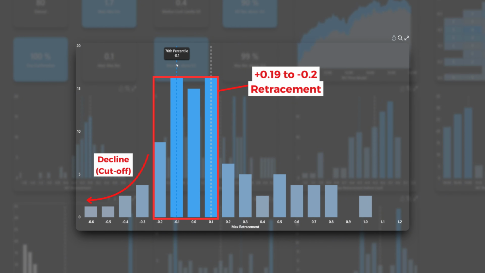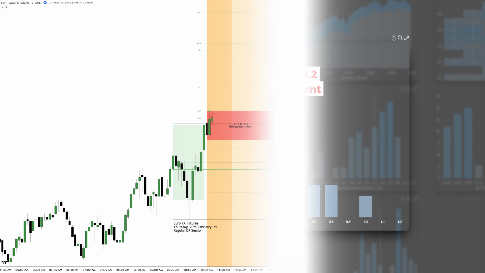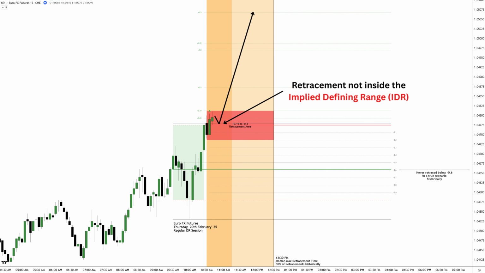After that, there's a sharp decline in the distribution, and if the DR session held true until its end, there were no maximum retracements lower than minus 0.6. So when we bring this information onto our chart, the retracement area we anticipate for a high probability entry looks like this. Do you get why the statistics of a retracement back into the defining and implied defining range are important now? Many times, price made its extension to the upside by only retracing into the defining range instead of deeper into the implied defining range.